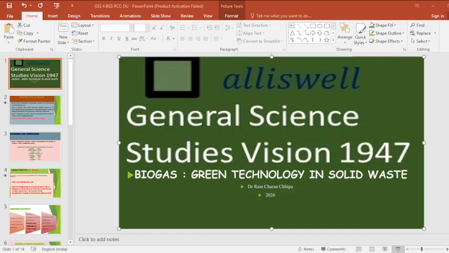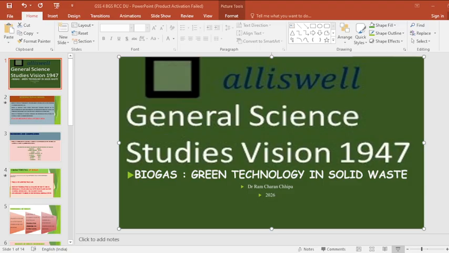Today this is also one of the big challenges: biogas can be compressed, and that particular process is the conversion of biogas into compressed biogas.